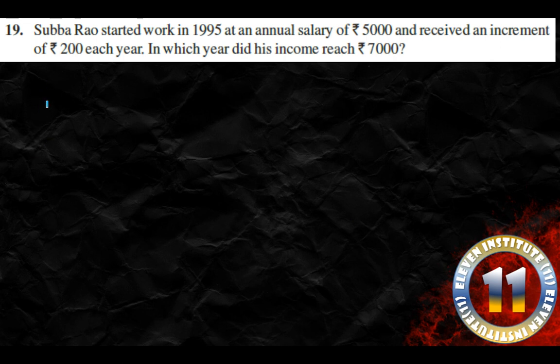But Subba Rao started working in 1995 at an annual salary of rupees 5,000. So this was his first salary, rupees 5,000 in 1995. Received an increment of 200 each year. Increment of how much? Rupees 200 each year. દર વર્ષે 200 રૂપિયા વધારે મળે.